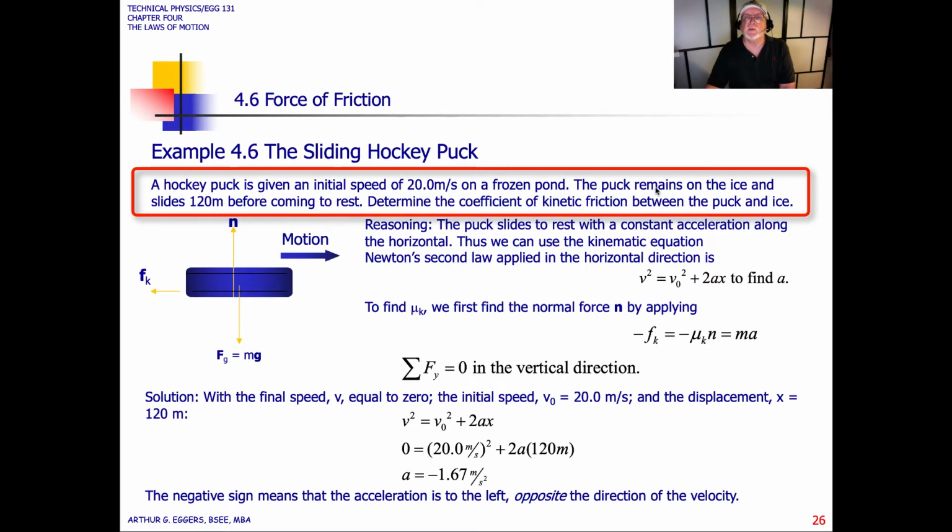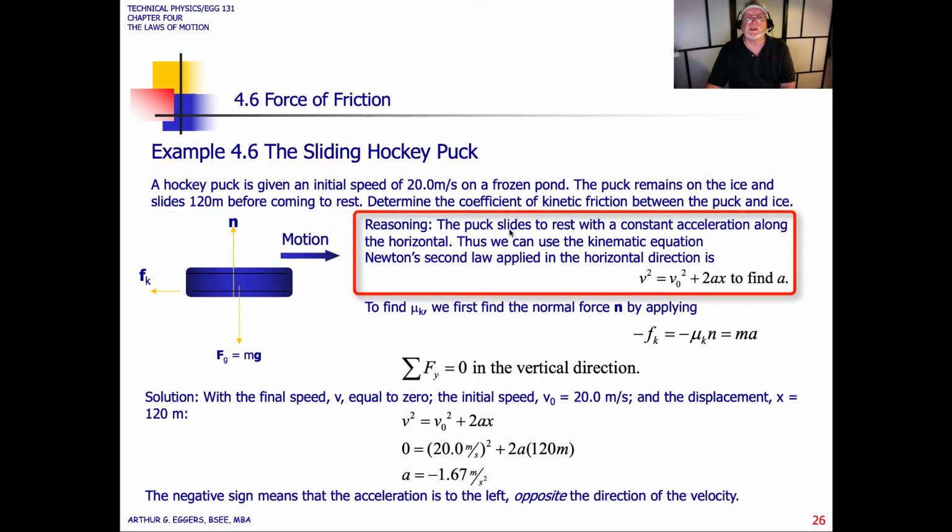The puck remains on the ice and slides 120 meters before coming to rest. So that becomes our x value. Determine the coefficient of kinetic friction between the puck and the ice. So we're looking for which one? Mu k this time. So the reasoning is the puck slides to rest with a constant acceleration, that's going to be a sub x, along the horizontal.